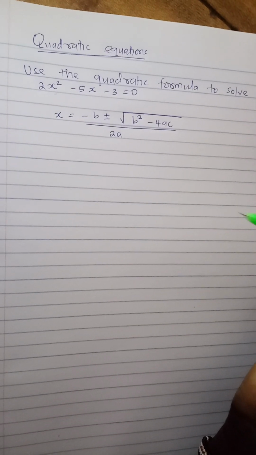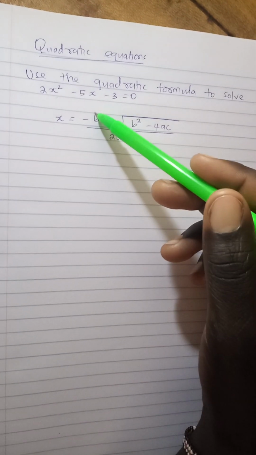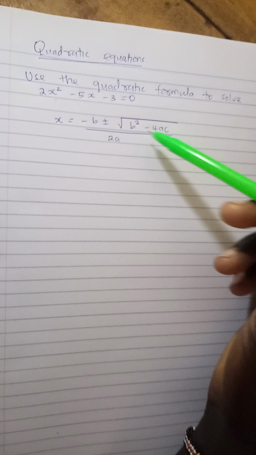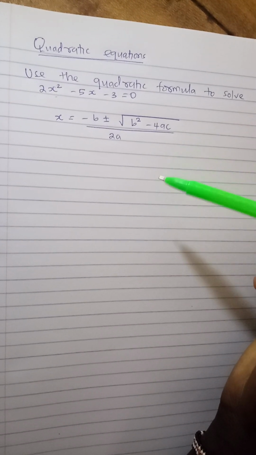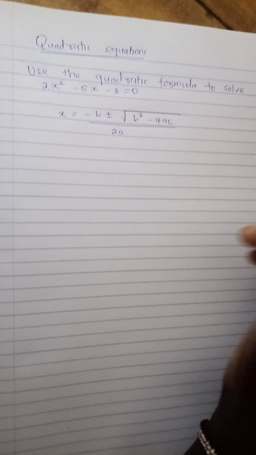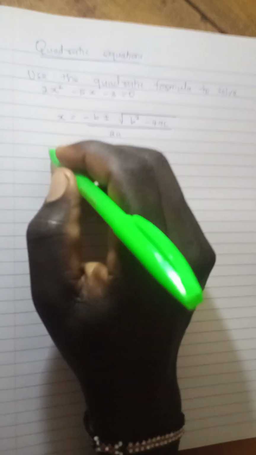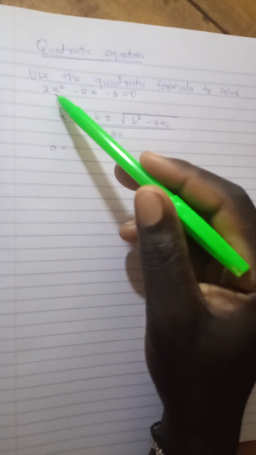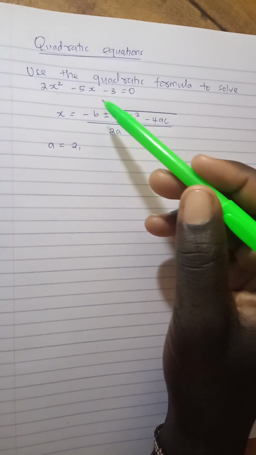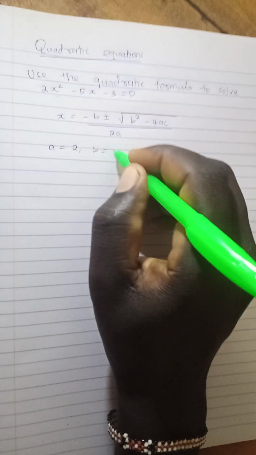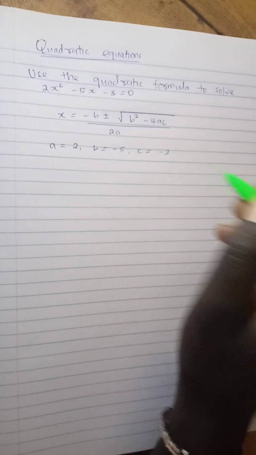Now, having that quadratic formula, we will have to fix the value of a, the value of b, and the value of c, so that we can get to solve for the value of x. Our a is just the coefficient of x², and that is 2. Then our b is the coefficient of x, that is -5. And our c is the constant, which is -3.